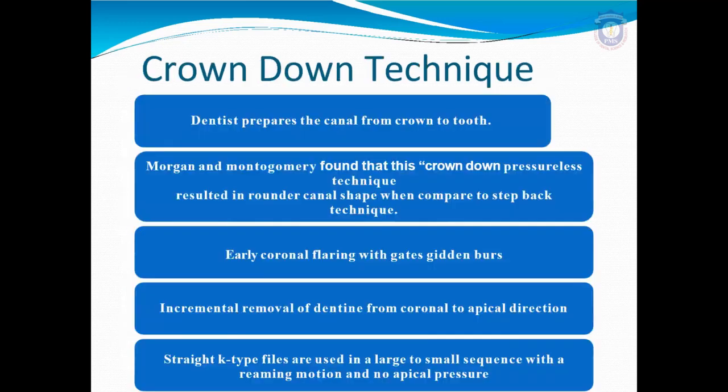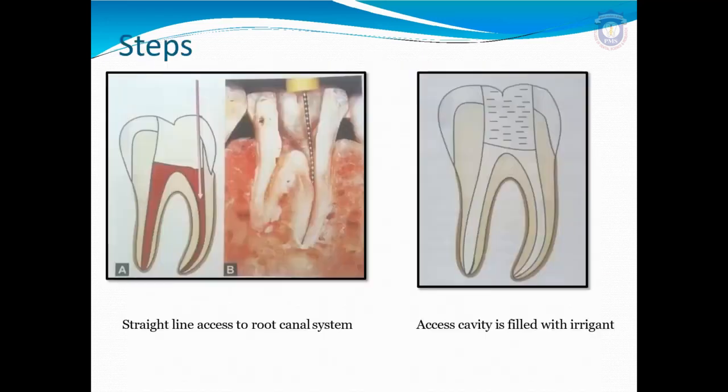In crown down technique, the dentist prepares a canal from crown to the apex of the tooth. Morgan and Montgomery found that crown down pressureless technique resulted in rounder canal shape when compared to step-back technique. Early coronal flaring with Gates-Glidden burrs is done in crown down technique. Incremental removal of dentin from coronal to the apical direction is done. Straight K-type files are used in large to small sequence with a reaming motion and no apical pressure.